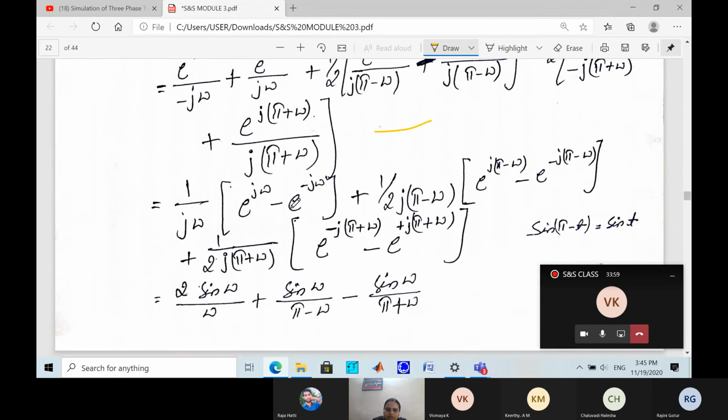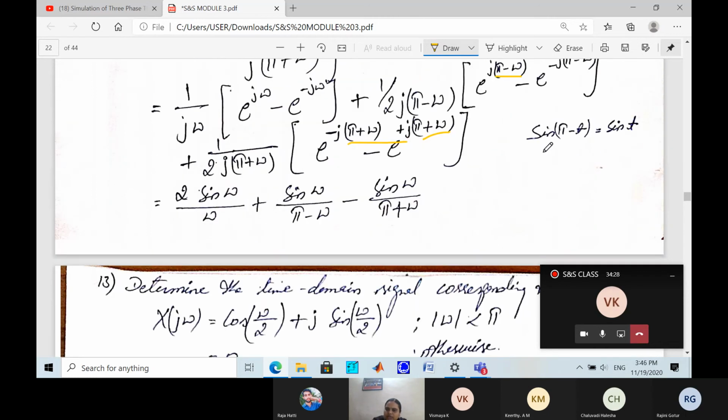After resolving this, you'll get 1 divided by j omega times e raised to j omega minus e raised to minus j omega, plus 1 divided by 2j times pi minus omega, e raised to j pi minus omega minus e raised to minus j pi minus omega. Here, instead of pi minus omega, it is pi plus omega in the last term.